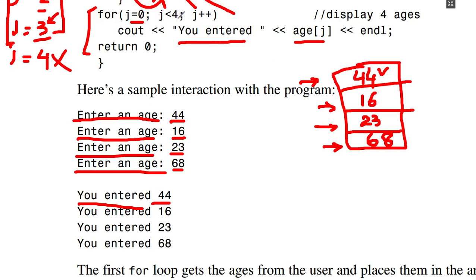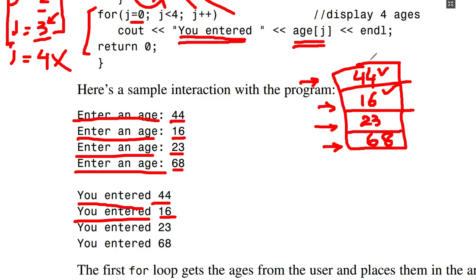Now the next time when it comes over here, j would become equal to 1. 1 is less than 4, so this would execute. But now the value of j is 1. So you can see from here, inside this loop, what is first printed? "You entered" would be printed. Since the value of j is 1, age 1 is printed. And what is age 1? Age 1 equals 16. So 16 would be printed over here.